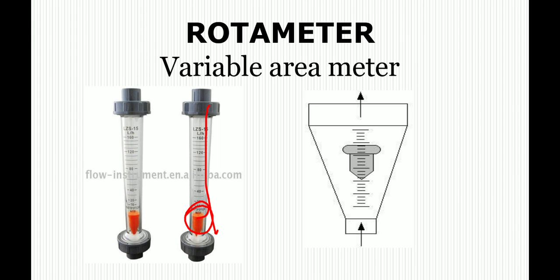Rotameters are available with electric and electronic transmitters for reading. Floats of different densities are available so that a wide range of flow can be measured accurately. Floats may be made of lead, aluminium, glass and plastic.